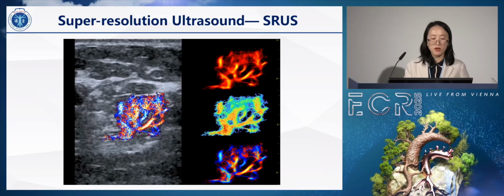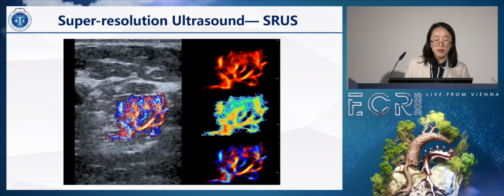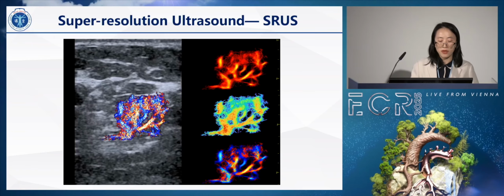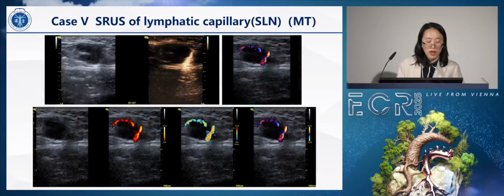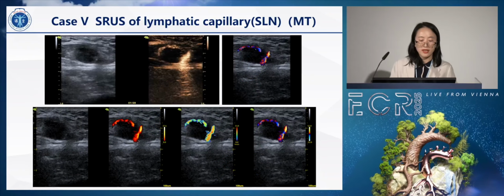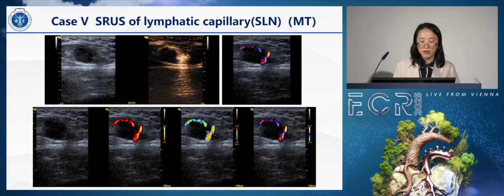And this is a pattern of imaging the blood capillary of a reactive sentinel lymph node. And we move to another case, which is a metastatic sentinel lymph node.